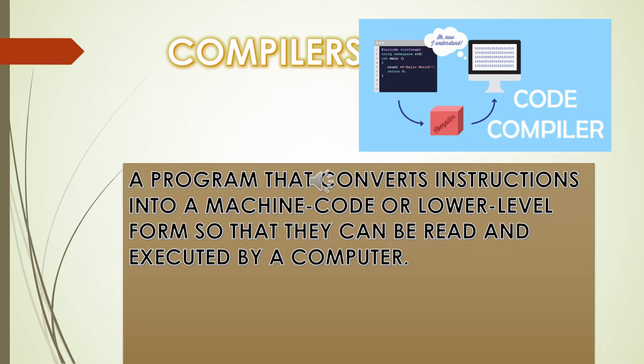In the starting of our video, we saw the term introduction to interpreters and compilers. So now we have come upon that term, that is compilers. So what is a compiler? A program that converts instructions into machine code or a lower-level form so that they can be read and executed by a computer is called a compiler. It's not a clip which keeps our papers together. It's totally different in computer language, as I have said before.